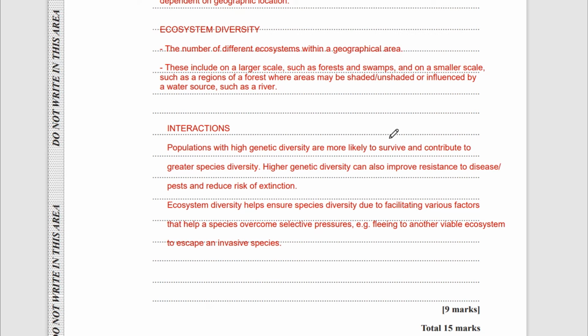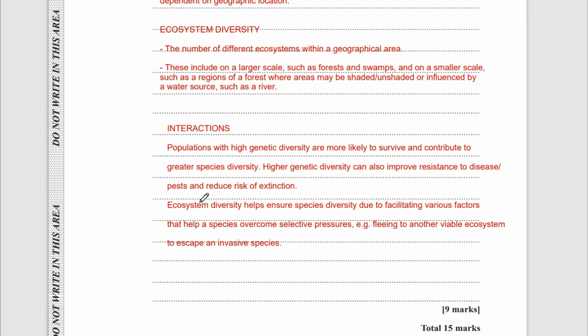And say that you have the mutts. Some mutts are black, some mutts are white. And if some of them could camouflage and avoid being visible to predators, they're more likely to survive. And they're able to contribute to greater species diversity. So high genetic diversity leads to greater species diversity. And higher genetic diversity also improves resistance to disease, pests, reduces risk of extinction, makes them avoid predators, things like that.